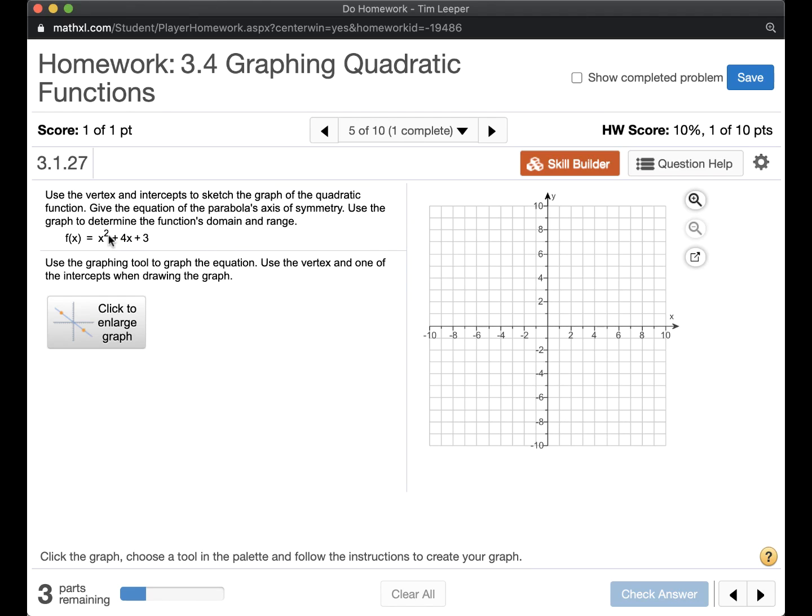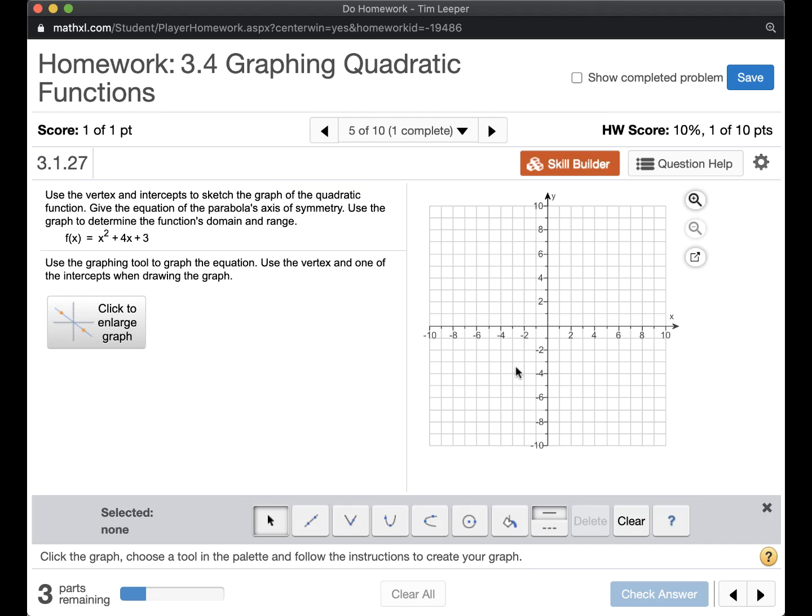Good. So what I'm going to do is click on the graph, and notice that we're working with quadratics, so you want to click on the parabola tool, and then you want to click on the vertex itself. It's different from earlier graphings where you just always plotted 0, 0 to begin with. We don't want to do that. We just want to plot the vertex, which is -2, -1.